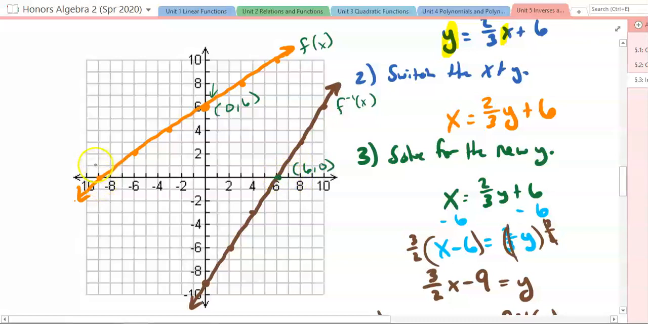Same thing with the x-intercept over here, right? The x-intercept is negative 9, 0. And when I invert that, I'm going to get 0, negative 9. So again, doing an inverse is not about switching signs, it's about switching the x's and the y's and how they're related.